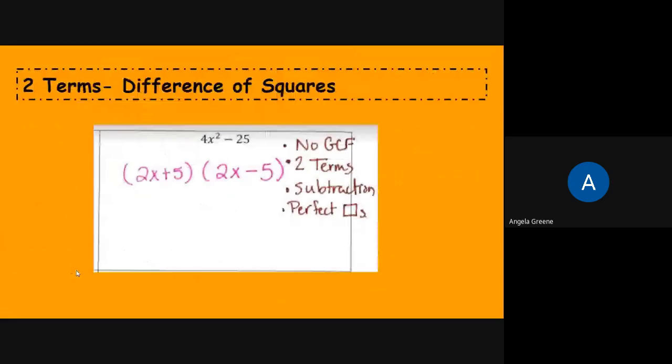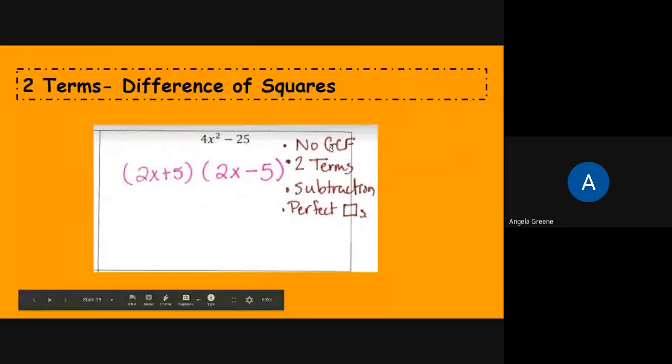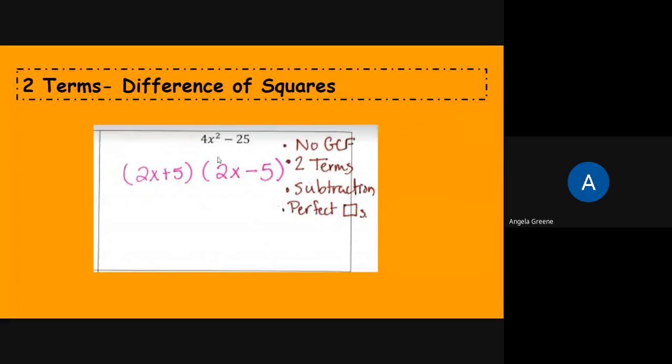And so on my foldable, now that I have no GCF, two terms, subtraction, perfect squares, remember how we set up the opposite factors called conjugates. The square root of 4x squared is 2x, and the square root of 25 is 5. So 2x plus 5 is a factor, and 2x minus 5 is a factor. And I'm looking at each of these, and they are as low as they can go. I cannot break them down any further. So I'm finished. This one is completely factored.